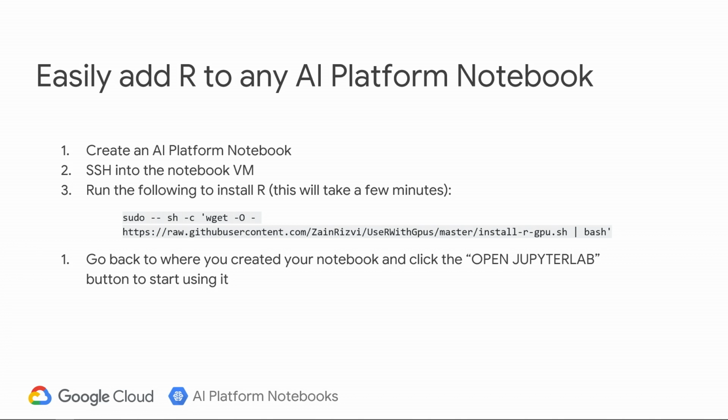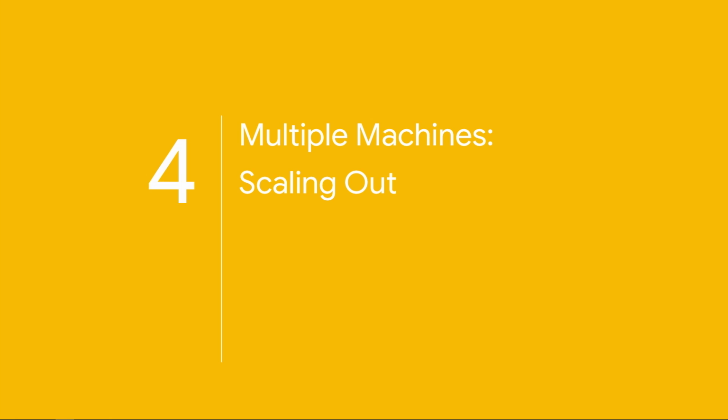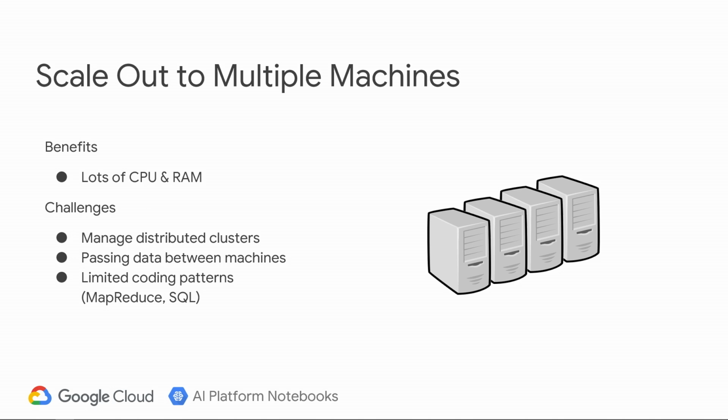Yeah, this is just the instructions on how to get the R installed. And now, using multiple machines, the next step, scaling out. So when you're creating a cluster of machines like this, you have huge levels of CPU and RAM at your disposal. Way more than what you can get on a single machine, but it does come with a few challenges. First of all, you have to manage all these machines. You have to figure out, how do I get my data to those machines? How do I process the data on those machines? How do I aggregate back the results?